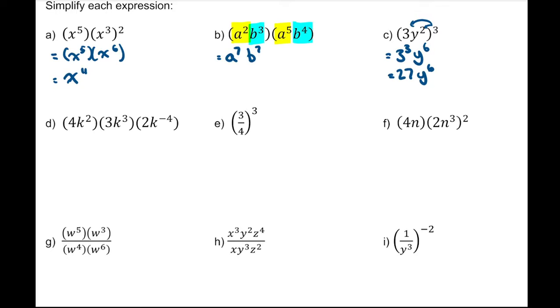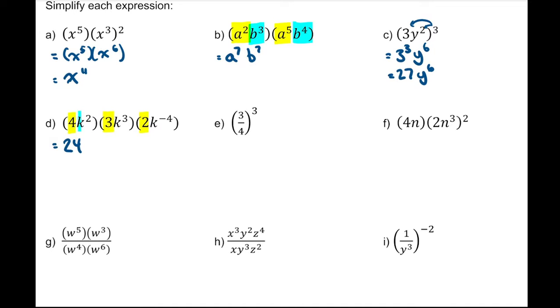For d, again, is another complicated one, but again, I'm going to focus on what I know, or focus on the parts that are similar. So in this case, I'm going to focus on just the numbers in front. 4 times 3 times 2. 4 times 3 is 12, times 2 is 24.